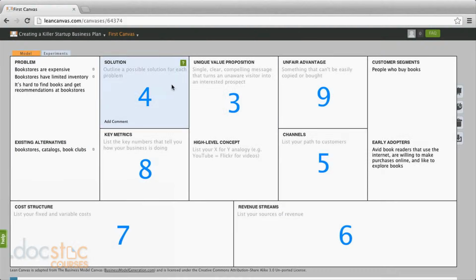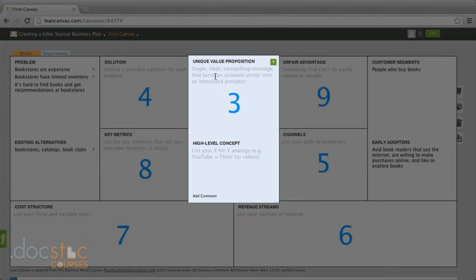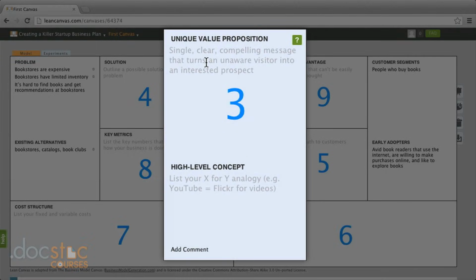So the next section is your unique value proposition. This is where your problem, ultimately your solution, your customer segments all come together, and there has to be something that is valuable about what you're doing to the customers that is going to trigger them to either go to your site, make a purchase from you, follow your blog, whatever it is.